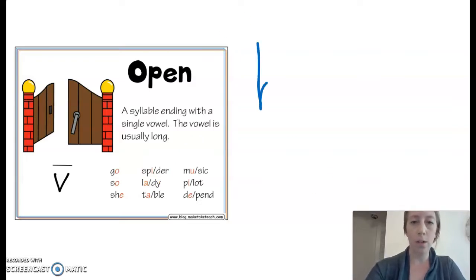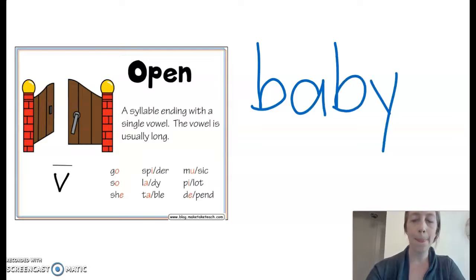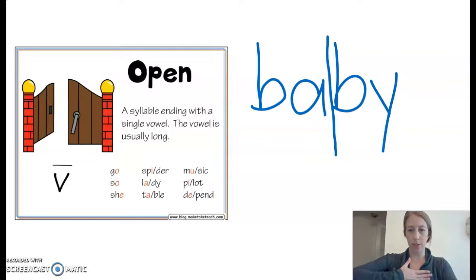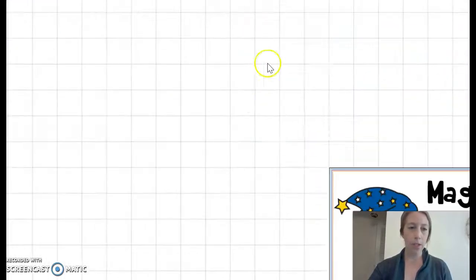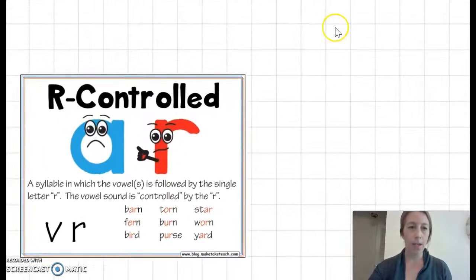Last week, one of our words was baby. 2 syllables. The A, the door is open, so it's going to make its long sound, baby. So that's open. So we've talked about closed, open. The next one we're going to talk about, if I can find it, is R-controlled.